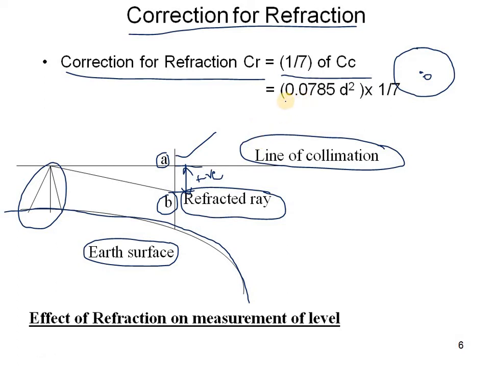That is, 1 by 7 is equal to 0.0785 d square into 1 by 7, which is determined as 0.0112 d square. So this is the formula for calculation of correction for refraction: CR is plus 0.0112 d square.